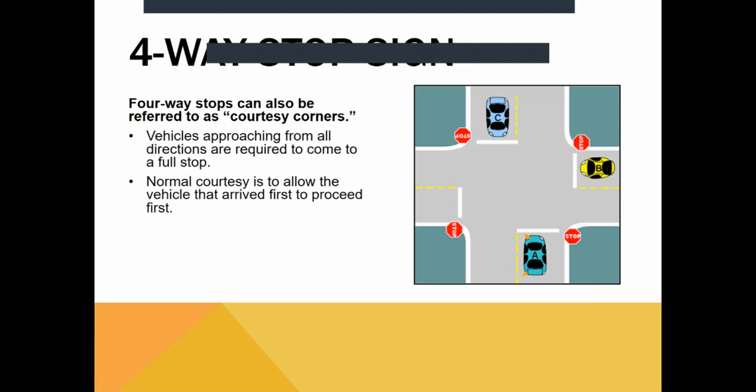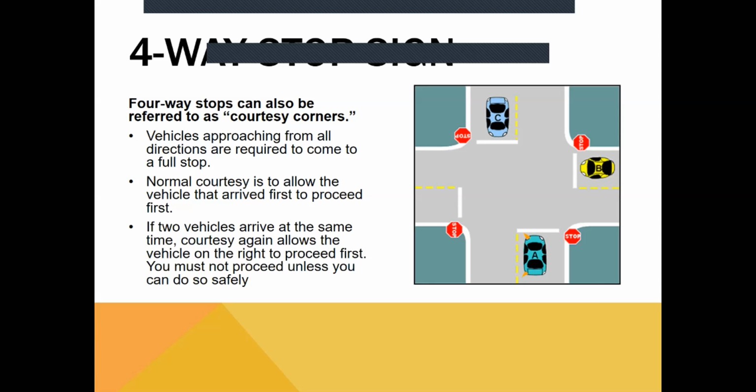The normal courtesy is to allow the vehicle that arrived first to proceed. Because all corners have a stop sign, you would default to the right-of-way rules. So whoever got there first gets to go first. If two vehicles arrive at the same time, again, you allow the vehicle on the right to proceed first. So in this situation, say all three vehicles got there at the same time, A, B, and C. Who has the right of way first?